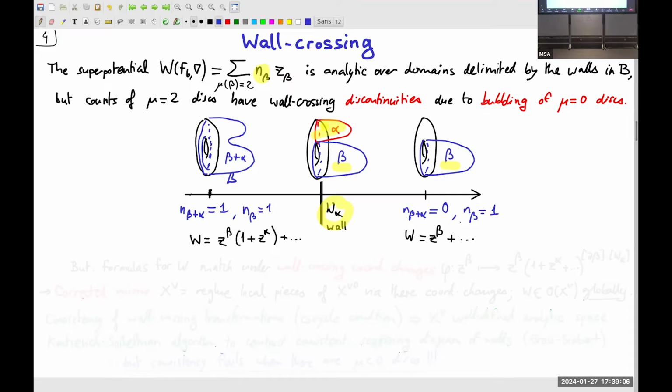So if I compare what happens to my superpotential on both sides, on one side I have z^β plus z^(β+α), which I can factor. I didn't say it, but these weights are multiplicative. When you add together two classes of disks, the weights multiply. So this is z^β times (1 + z^α), plus possibly other things. And on that side, there's no more disk in the class β+α. We've lost the second term. And well, that's a change in our function.